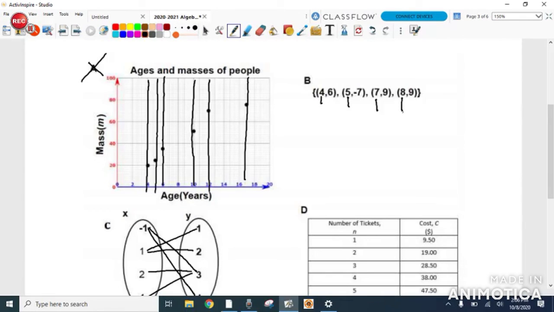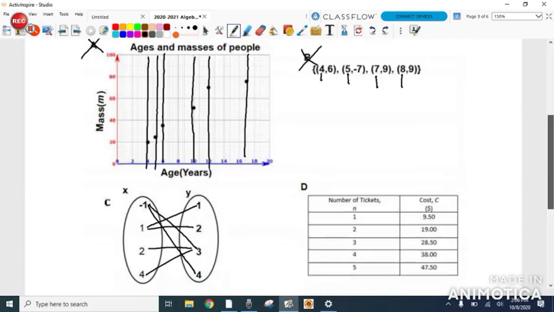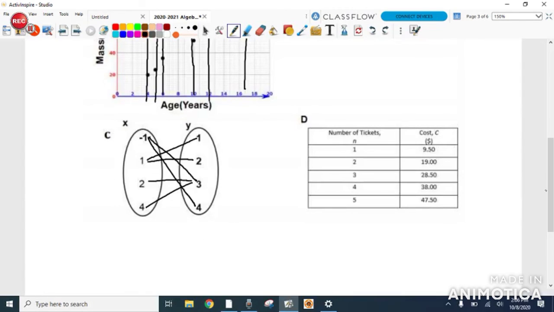Let's look at D. 1, 2, 3, 4, 5. Its x's don't repeat. That means it's a function, not what we're looking for. Now finally, we're going to the mapping. If you look right here, -1 goes to not just 3, but also 4. Same thing with 1. 1 goes to 1, and it goes to 2. 2 x values go to 2 y values each, which means that this is not a function, which is what we're looking for.